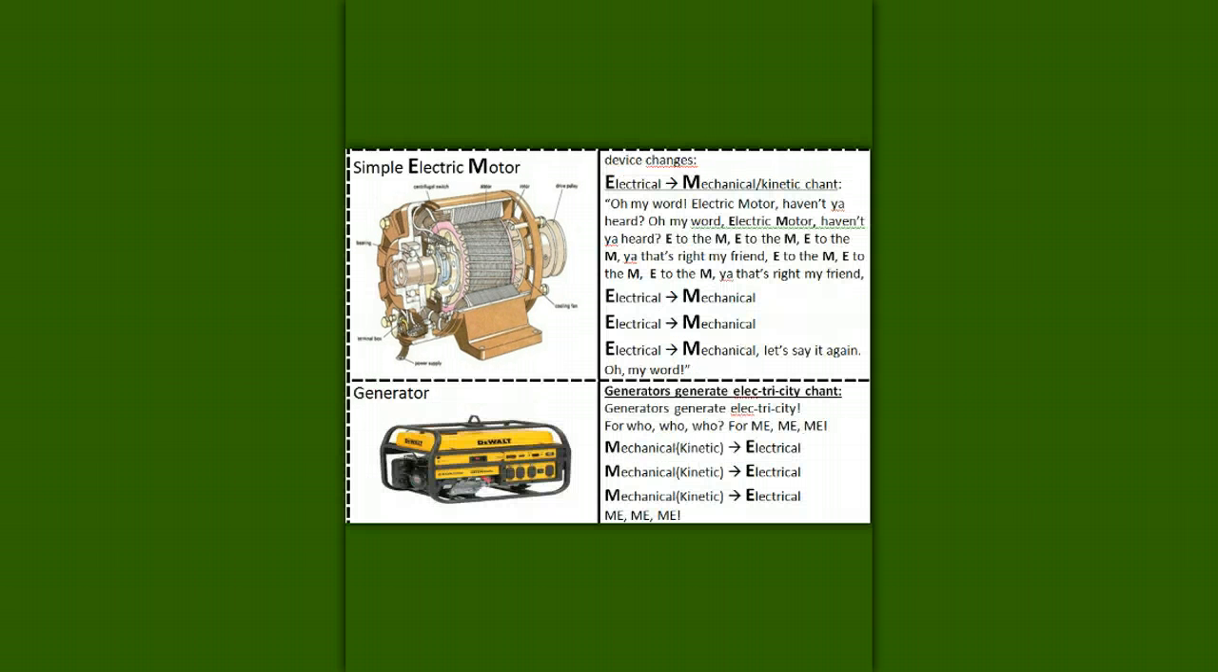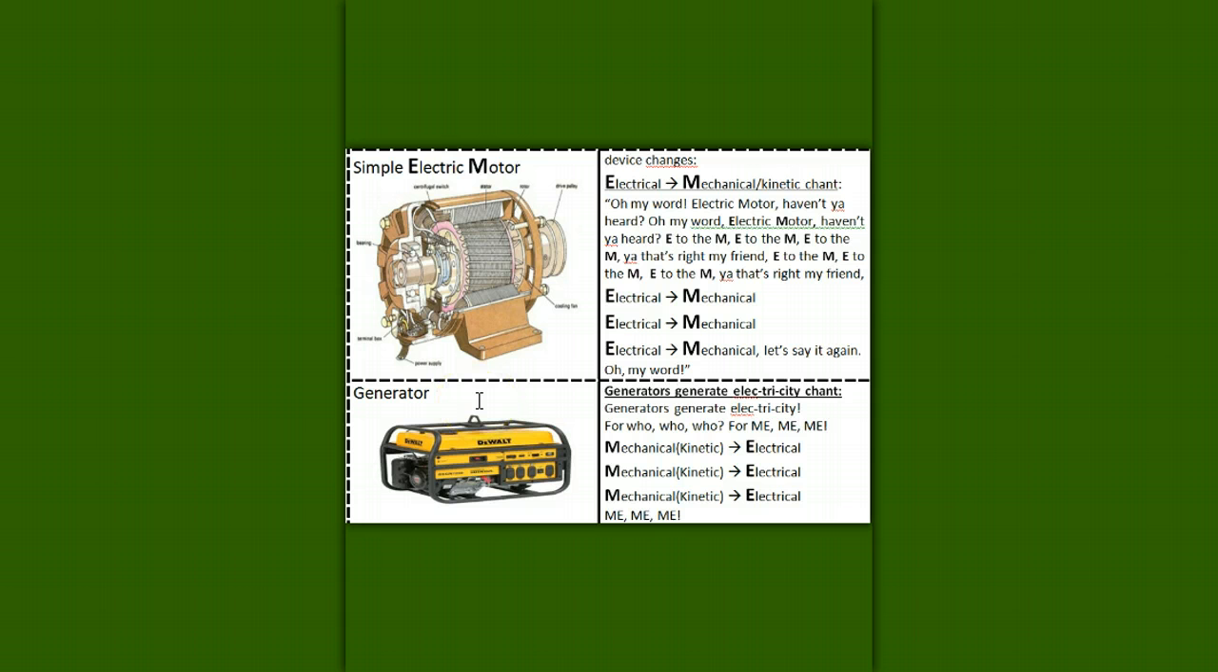So now, the two chants are electric motor and the generators generate electricity. For who? For me. So just look at this. Generators are making electricity, changing mechanical energy into electrical energy. But can you see how they're exactly flipped? Here, mechanical is first, but with an electric motor, mechanical is last. Down here, electrical is last, but up here with an electric motor, electrical is first. So that's why we call them opposites.